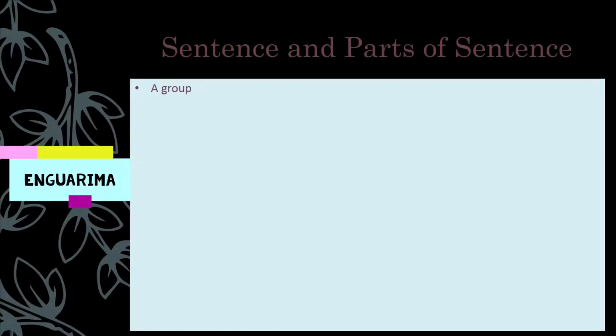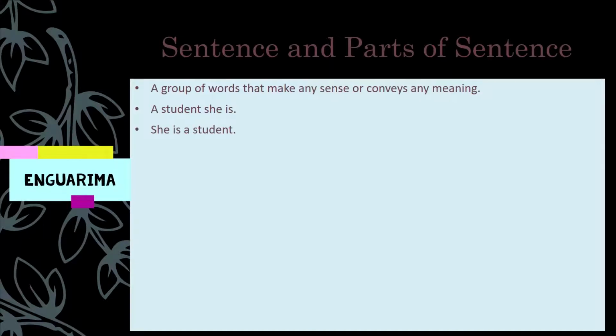So a sentence is a group of words that make any sense or convey any meaning. Let's see an example. A student she is. Do you think it is making any sense, conveying any meaning? No, it is confusing you whether the sentence is talking about a person or a student and who is who. Let's see another example. She is a student. Now it is giving you a sense, right, that this person is a student. So you will say that this group of words is a sentence.